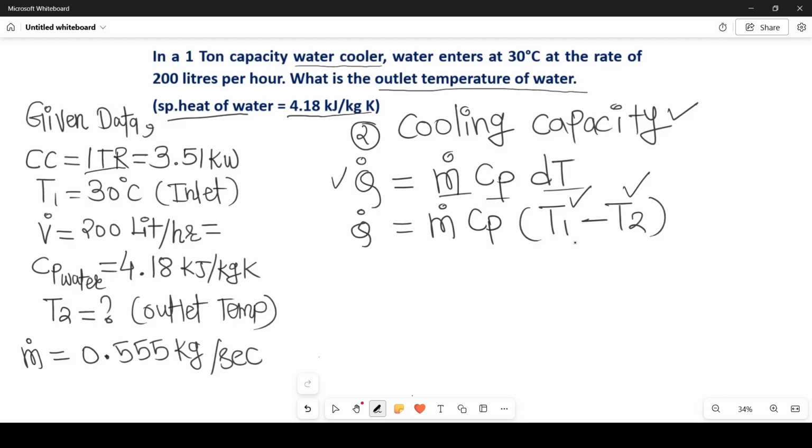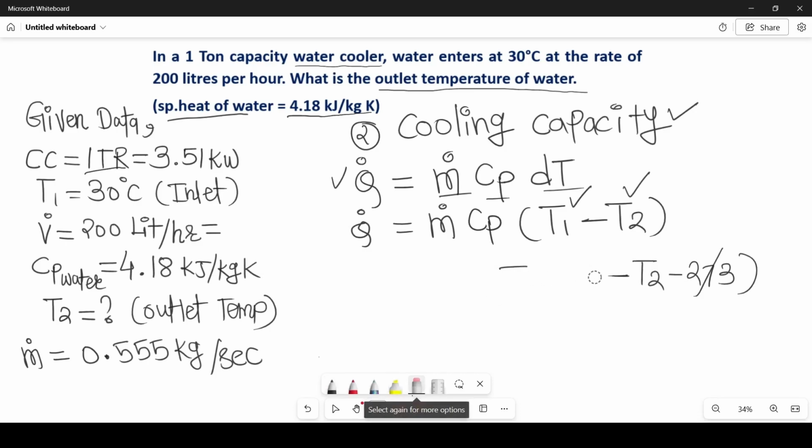It doesn't matter whether we will use degree Celsius or Kelvin unit here, because if I convert this T1 into Kelvin, I will add 273 here. So minus T2, I will also convert this T2 into Kelvin. So I will add 273, but because of this negative sign, that 273 will become minus 273, and this 273 and this 273 will get cancelled anyway. Either you use degree Celsius or Kelvin. So we will just use the degree Celsius because it doesn't matter.